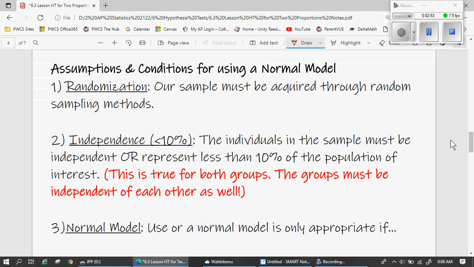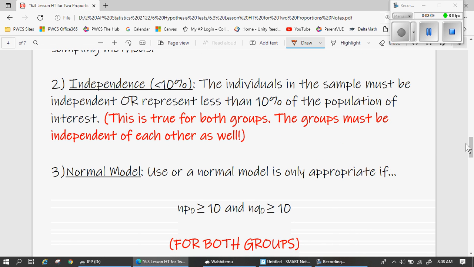Our assumptions and conditions are the same as we would have seen for confidence intervals. We always need a random sample. You need to make sure that you're establishing that we have acquired our information through random methods or random assignment in the event of an experiment. We need independence. We need all the individuals in each group to be independent. We need the groups to be independent of each other, meaning one group is not influencing the other group. And usually how we establish that, of course, is by saying, hey, we've sampled less than 10% of the population. If we have sampled more than 10% of the population, we'll run into a problem.